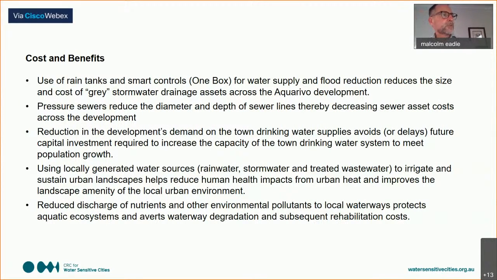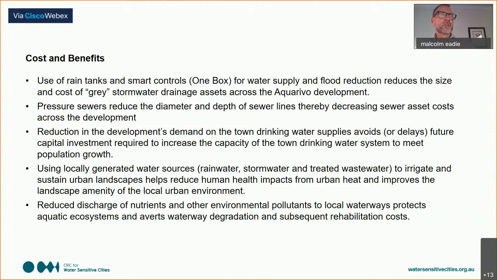Just in terms of costs and benefits, I'll run through these quickly. The rainwater tanks and the smart controls on each development or each residence, both providing that water supply and flood reduction benefit, reduces the size and cost of the stormwater infrastructure. That's the pipes and pits required through the development. And in doing so, therefore, reduce the overall cost of traditionally servicing a development like this with traditional urban stormwater infrastructure. As I mentioned earlier, the pressure sewers reduce diameter and depth. That's a cost saving, and also reduce infiltration into the sewer.